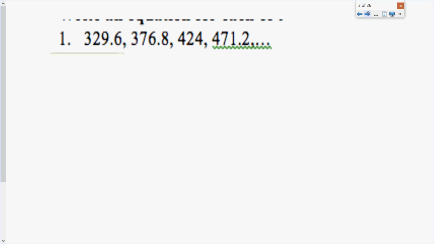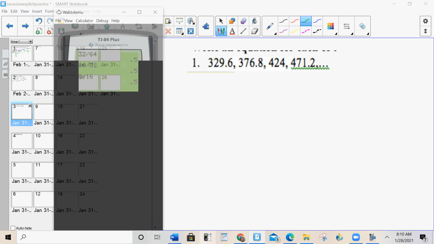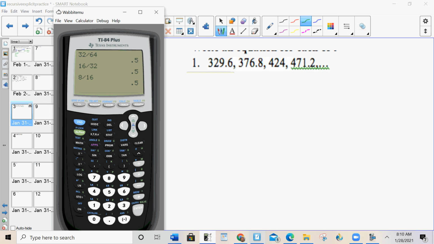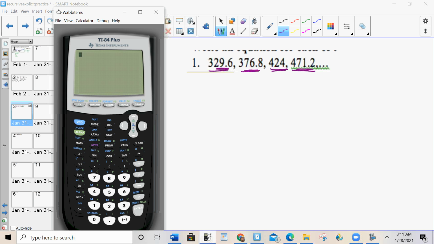So, first off, we have to determine if it's arithmetic or geometric, and it was a little bit more obvious on the first sheet. Now it's getting a little bit trickier. This one is not as easy to determine just by looking at it. So I'm going to subtract, and I'm going to divide. If they subtract to the same amount, then it's arithmetic. If they divide to the same amount, it's geometric. And you're always doing the second term divided by the first, the third term divided by the second, the fourth term divided by the third, the later term divided or subtracted by the previous.